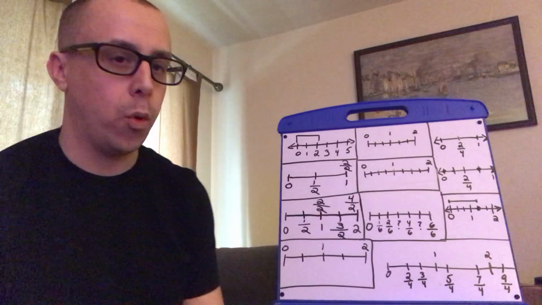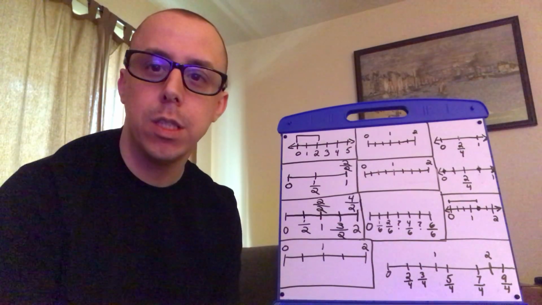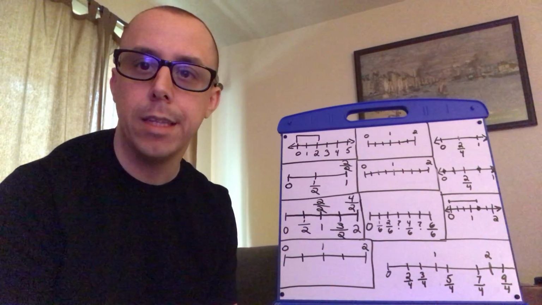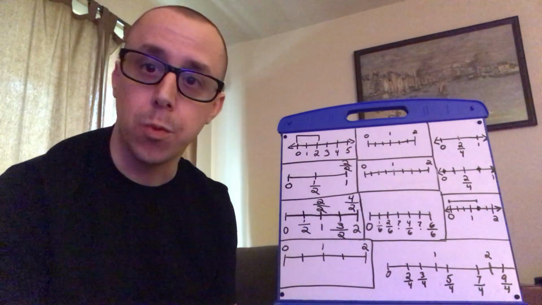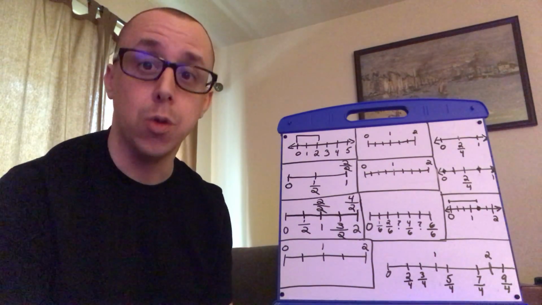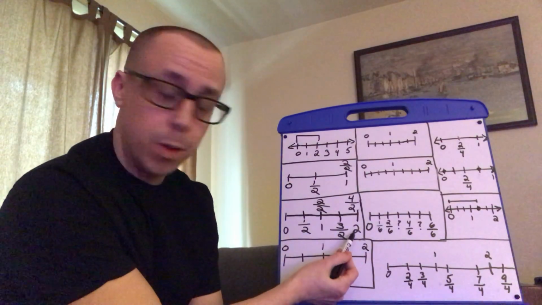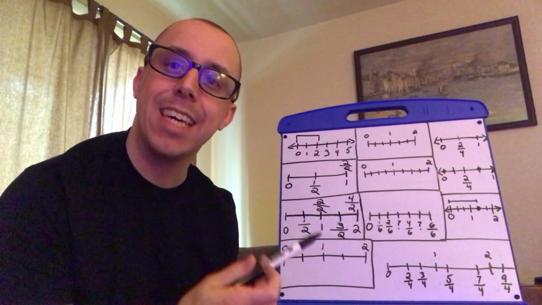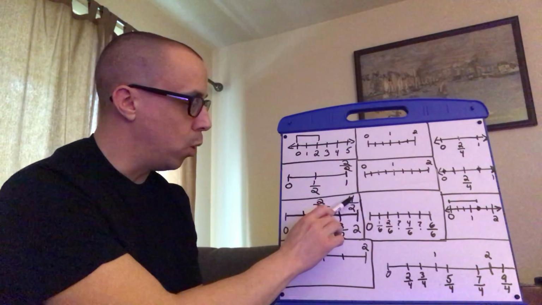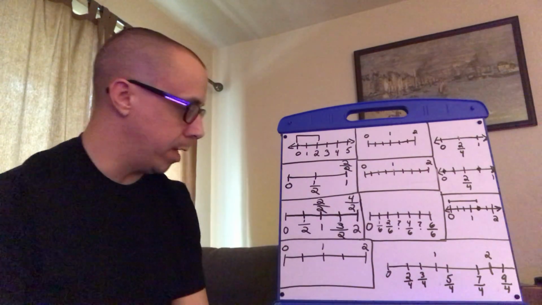And I just want to point out to you that fractions are very closely related to division. What's 4 divided by 2? 4 divided by 2 is 2. So a fraction line can be looked at like a division symbol. 4 divided by 2 equals 2.